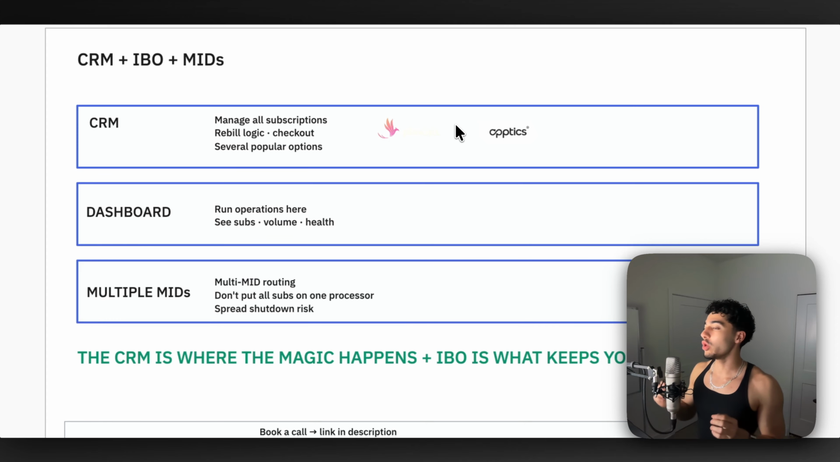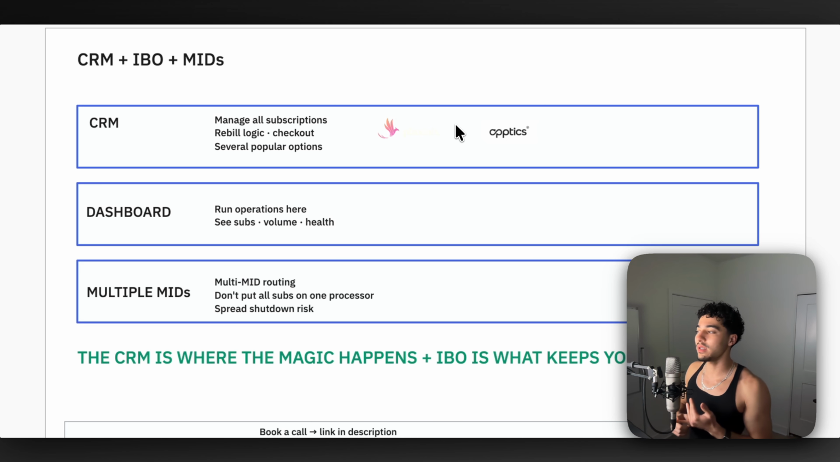And then you're going to want an IBO if you want to play it safe. So let me know if you guys need an IBO. I can hook you guys up with that. But that's basically, your CRM is where everything is. Your custom checkout, where you manage your subs, where you set the rebill dates, where you see how much you're making, where you handle your mids. Everything just lives in the CRM.